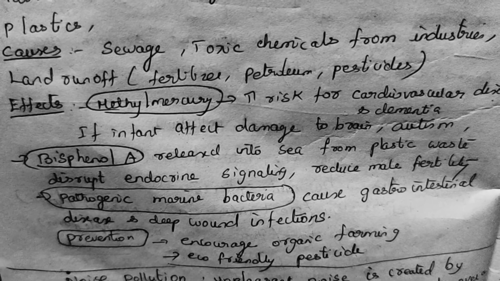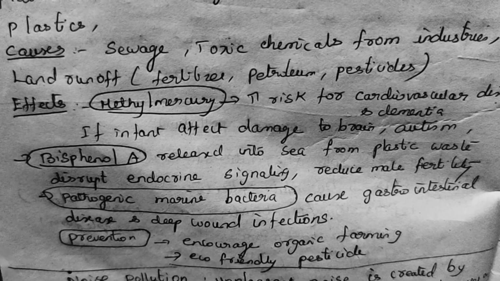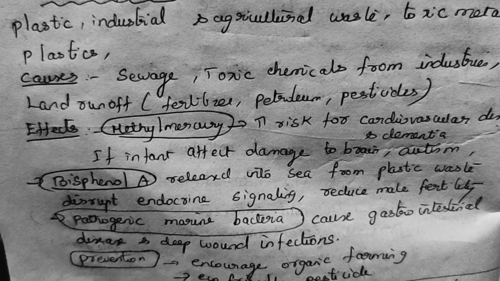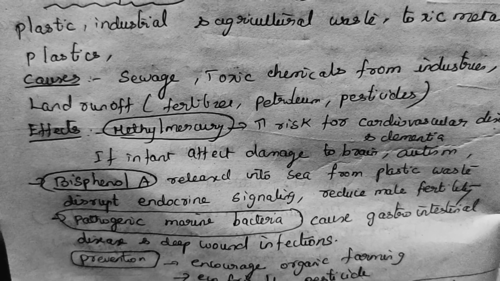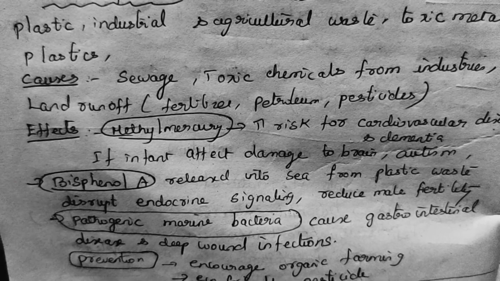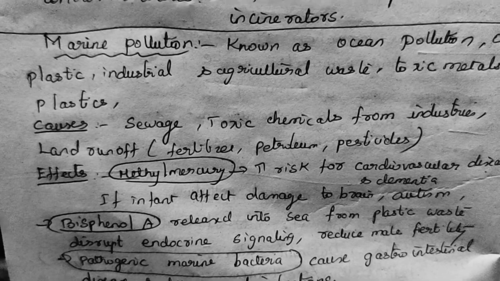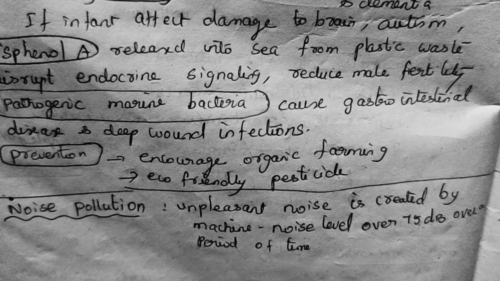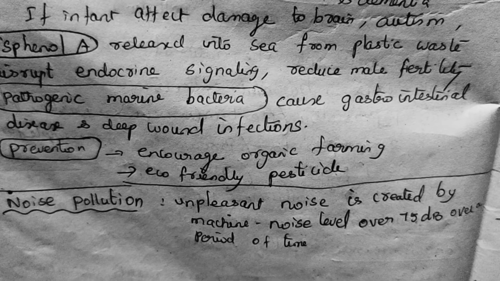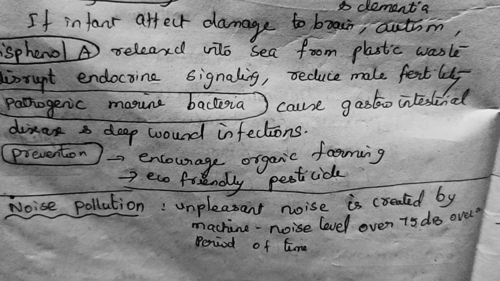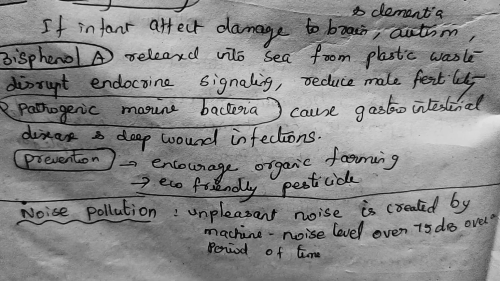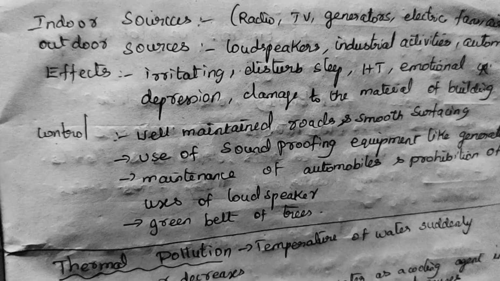And how to prevent it? Encourage organic farming and eco-friendly pesticides. Don't mix sewage, toxic chemicals, fertilizers, and petroleum into the marine water. And next one, noise pollution. Unpleasant noise is created by machines, and noise levels over 75 decibels, over a period of time, have an effect.